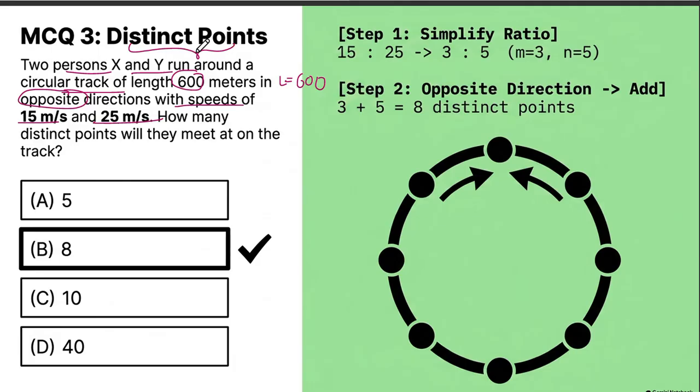So to find the number of distinct points, we don't require the length of the track. Just look at the speed. We have to take the ratio. So 15 by 25, which is nothing but 5 3s are 15 and 5 5s are 25. So the ratio is 3 by 5. Now look at the direction. In which direction are they running? Opposite direction. So in case of opposite direction, we have to add the ratio numbers. So 3 plus 5, which is equal to 8. So at 8 distinct points they will meet. So the answer is B.